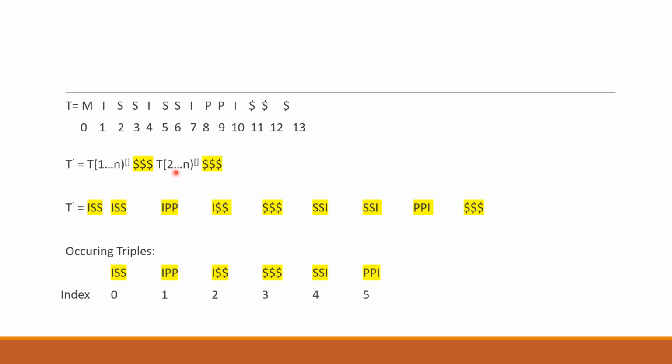And then for T2 to N, the first T2 is omitting the first two characters, we would get SSI. Then T5 would be SSI again. Then T8 would be PPI. Then T11 would be $$$. And this is basically our T dash.